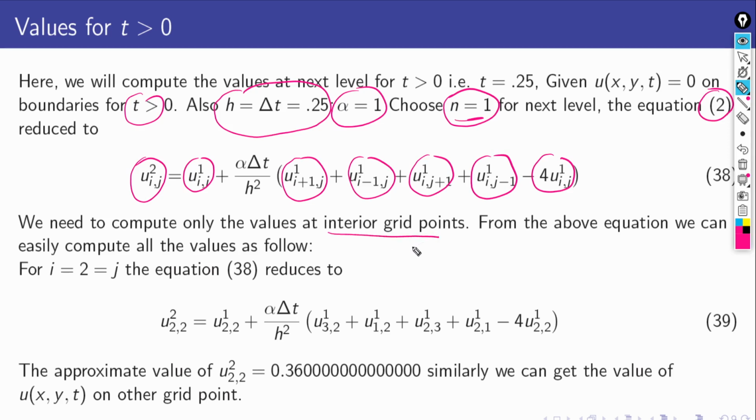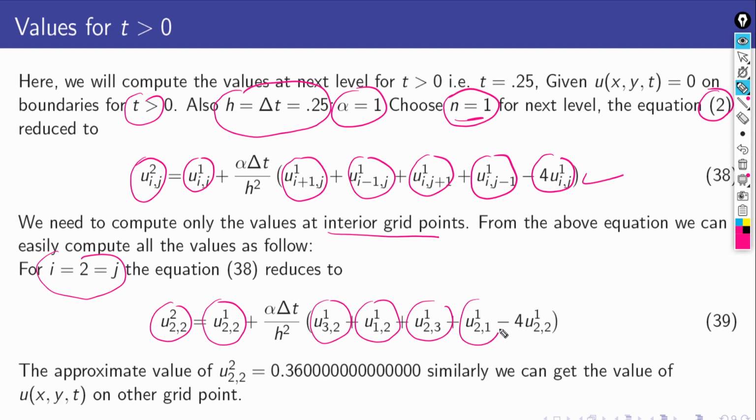For that we need to compute only the values at the interior grid points. Suppose we want to get the value for u22. I have to choose i equal to 2, j equal to 2, and the above equation will reduce to this form. You can see equation number 39, and the right hand side has u122, u132, u112, u123, u121 minus 4 u122. All these values we have already computed in the above equations.